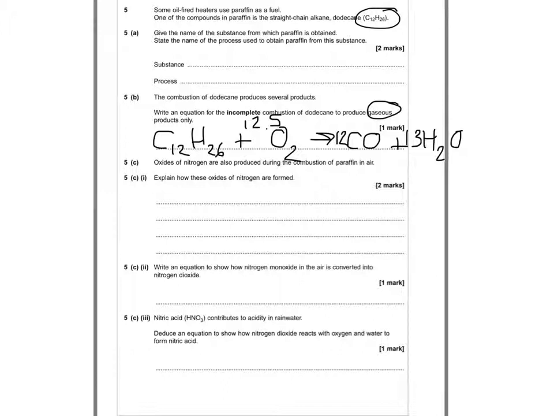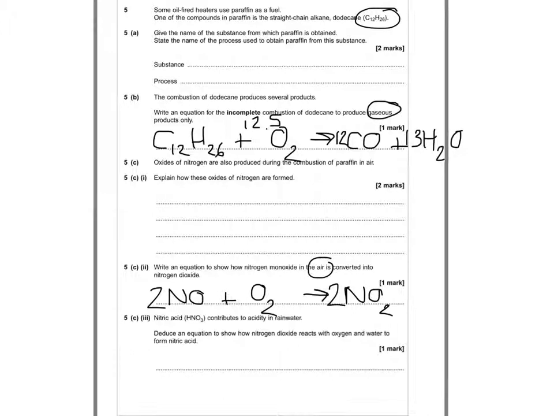C part 2. Write an equation to show how nitrogen monoxide in the air is converted into nitrogen dioxide. So, nitrogen monoxide, NO, is going to be converted into nitrogen dioxide, NO2. How is it going to do that? What is it going to react with? The idea being that there's oxygen in the air, so it's going to react with oxygen, O2. You then need to balance it. You can put a 2 in front of the NO and the NO2, or you can just put a half in front of the O2. Either one is fine.